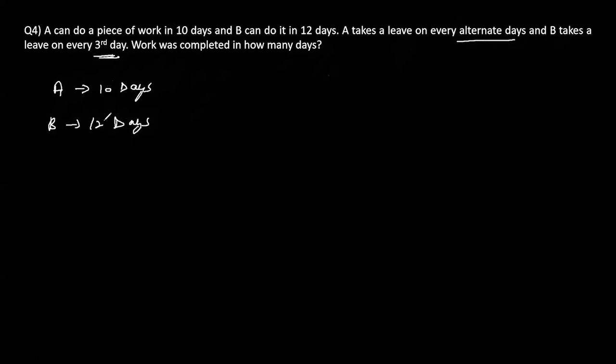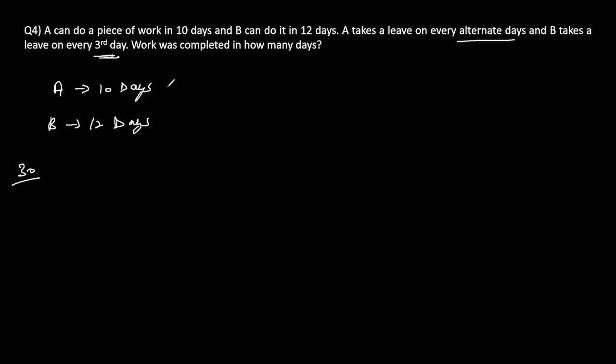Now, 10, 12, I'll presume the total unit of work as 60 or 30, whatever you wish, you can take that. Let me take that as 30. Okay, that's a smaller number, so that helps. So in 10 days, 30 units of work, so in one day, I will do 3 units of work over here. Okay, sorry. 30 is not the LCM of 10 and 12. So we will take 60 as the total unit of work.